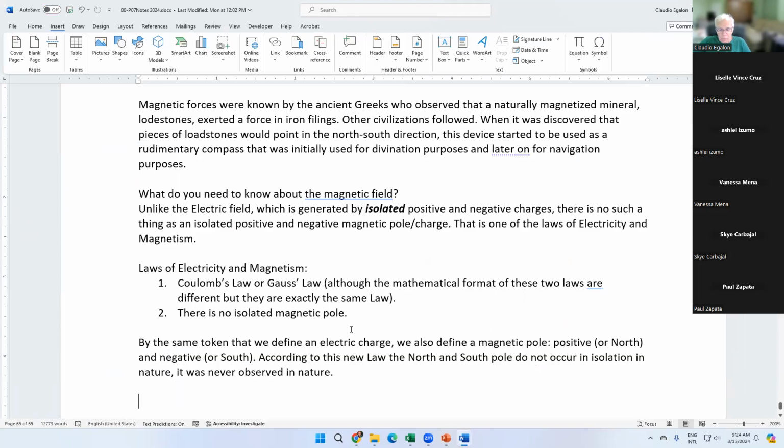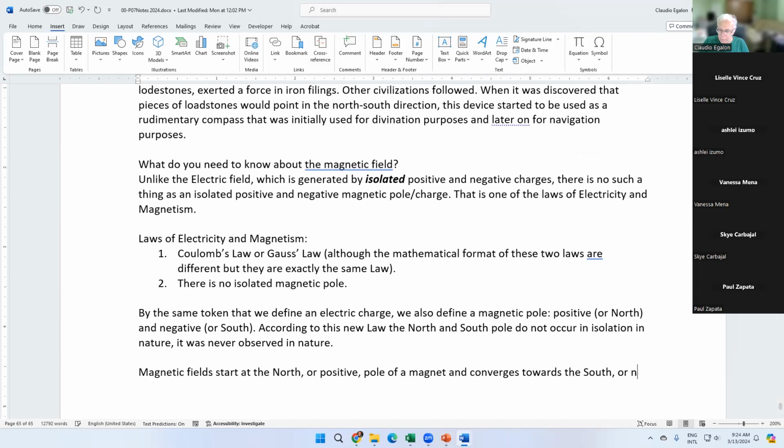So magnetic fields start at the north or positive pole of a magnet and converge towards the south or negative pole.